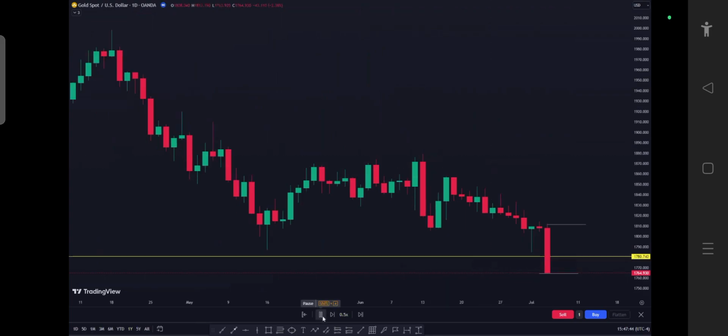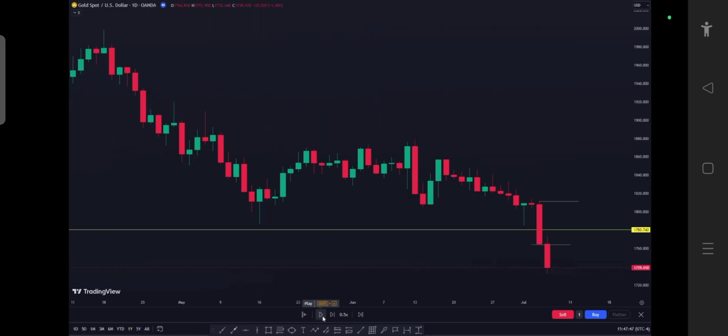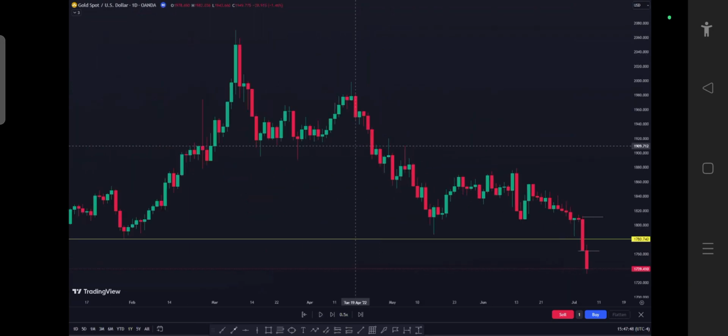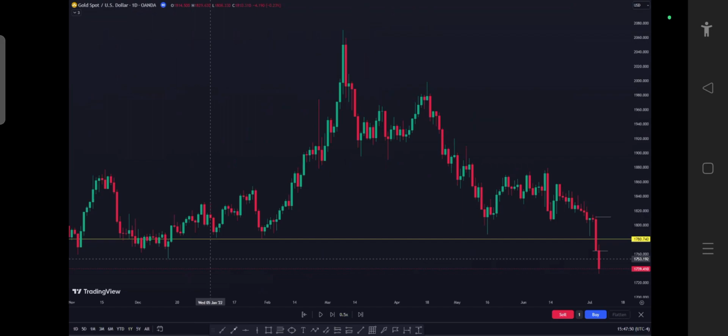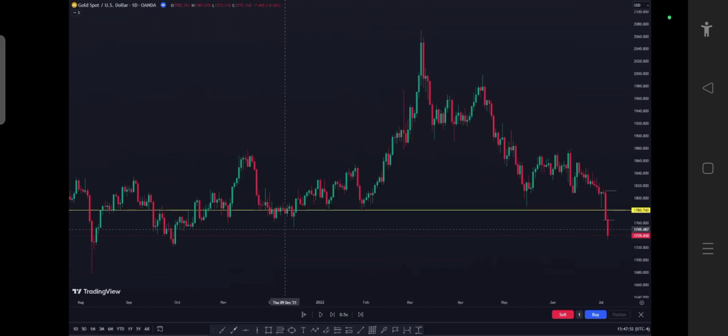Sell side. Now we have taken out this liquidity, and the next liquidity is this one. Notice we are very close to the liquidity, but we have taken out this liquidity. It's very likely to form a candle, but let's see.